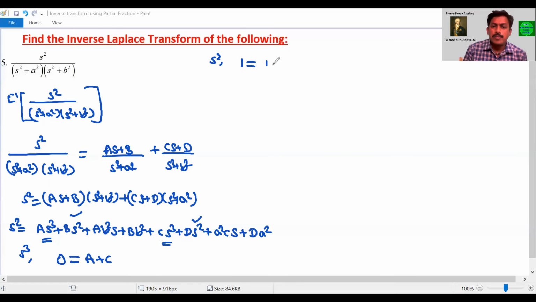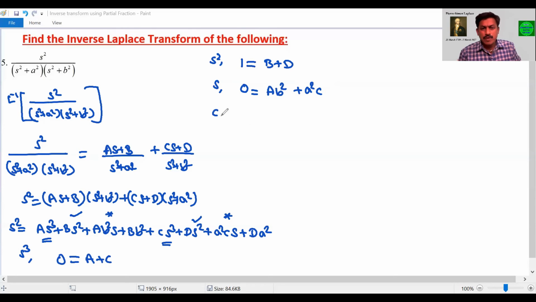You will get b plus d. Next, compare the coefficient of s. There is no coefficient on your left side, so it is 0. And on your right side, ab square is the coefficient of s square. Similarly, here a square c is your coefficient of s on your right side.